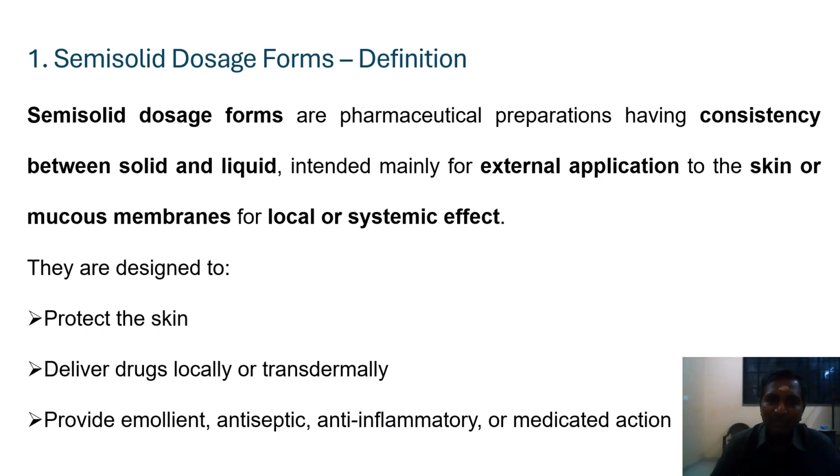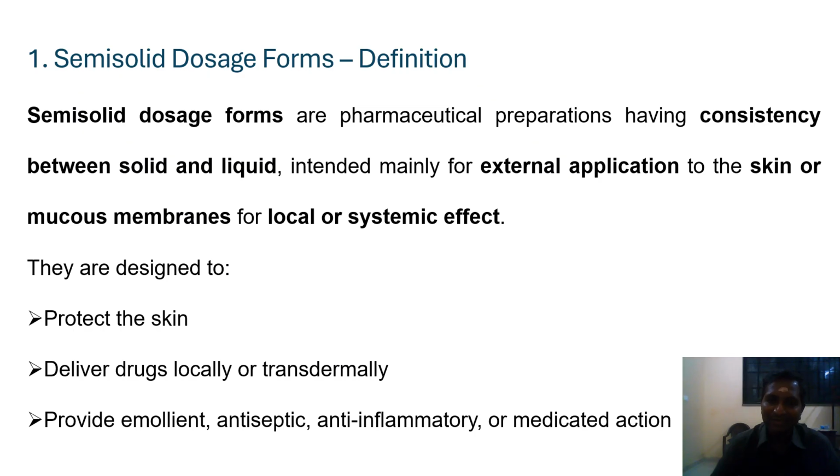Let us begin with the definition of semi-solid dosage form. Semi-solid dosage forms are pharmaceutical preparations that have a consistency between a solid and a liquid. These preparations are mainly intended for external application to the skin or mucous membranes. They are used either to produce a local effect, such as treating skin infections or inflammations, or in some cases to produce a systemic effect through transdermal drug delivery.